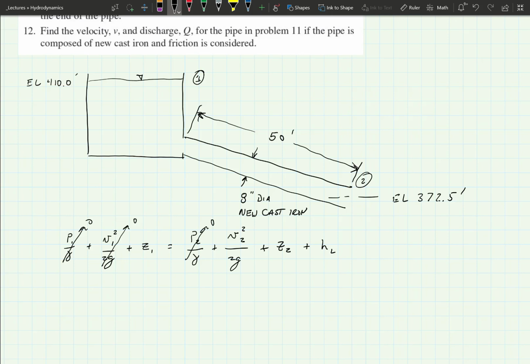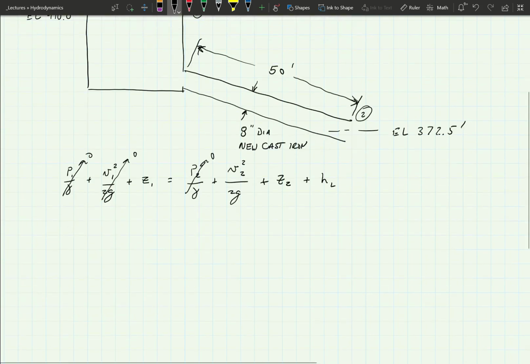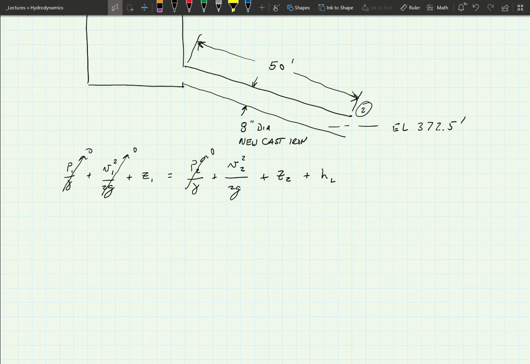Okay. And that leaves us our Z's, which don't cancel out. Our velocity 2, which is what we're trying to find anyways, right? And then the only other mix to this puzzle is HL. So now, I'll go back and refresh your memory on HL.